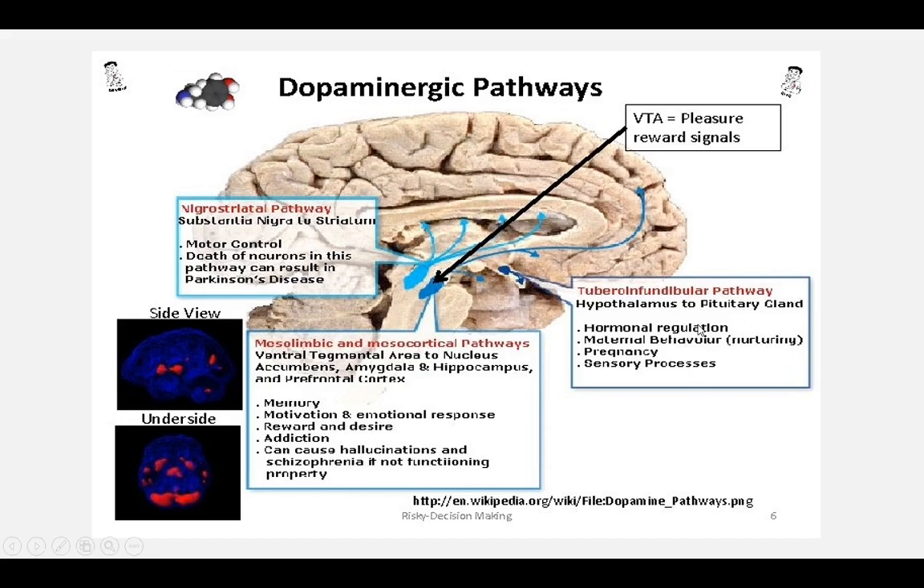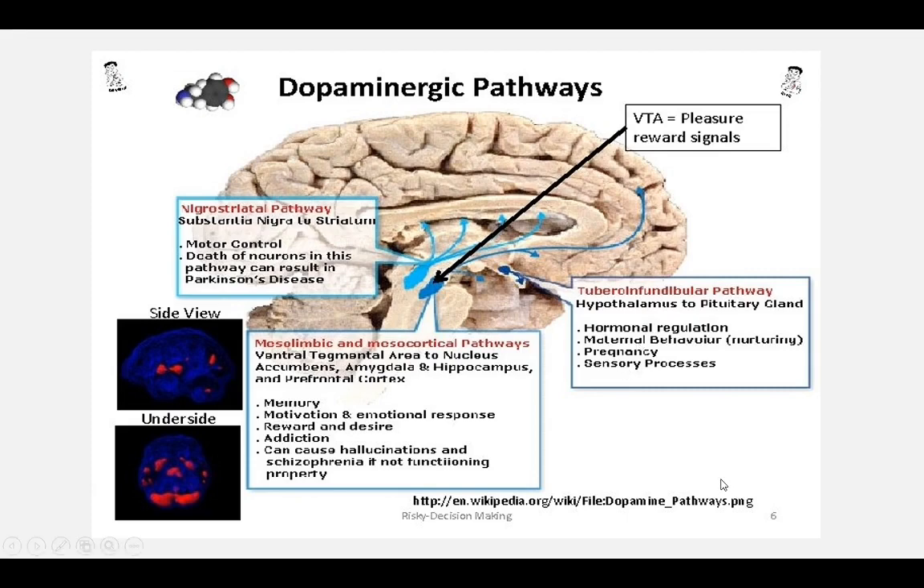Now, the fourth pathway is the tuberoinfundibular pathway. This usually has to do with prolactin. The pathway is from the hypothalamus to the pituitary gland. Here you will understand hyperprolactinemia and hypoprolactinemia, if you recall these terms from when you studied endocrine disorders in second year. Basically this is a seat of hormonal regulation. Maternal behavior, nurturing, that means feeding. Prolactin is there, then pregnancy and sensory processes.